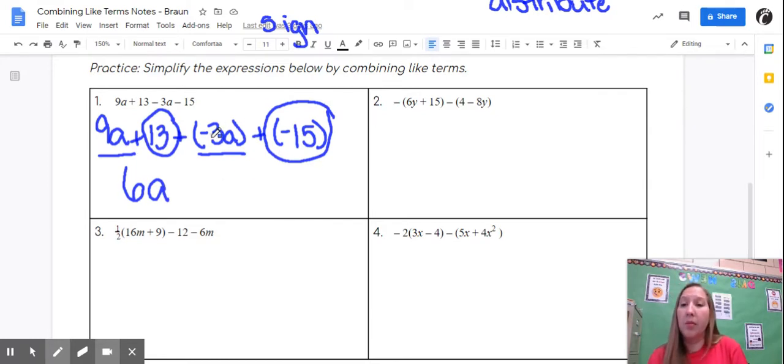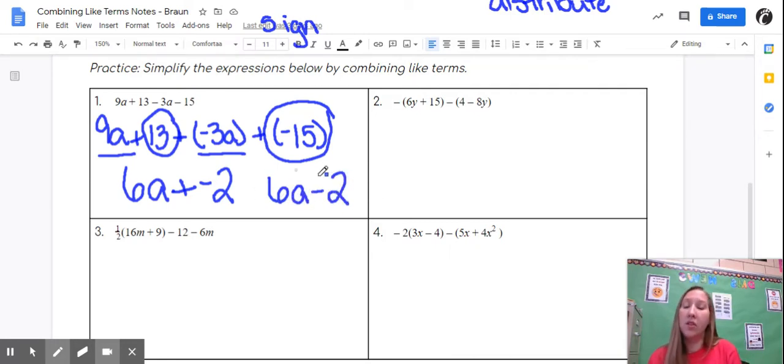And then I'm going to look at my constants, and I have 13 and negative 15. So again, same you add, different you subtract. So I am going to do 15 minus 13, which would give me 2. And since negative 15 is bigger, it's going to be negative 2. So I have 6a plus negative 2. I could also write this as 6a minus 2.